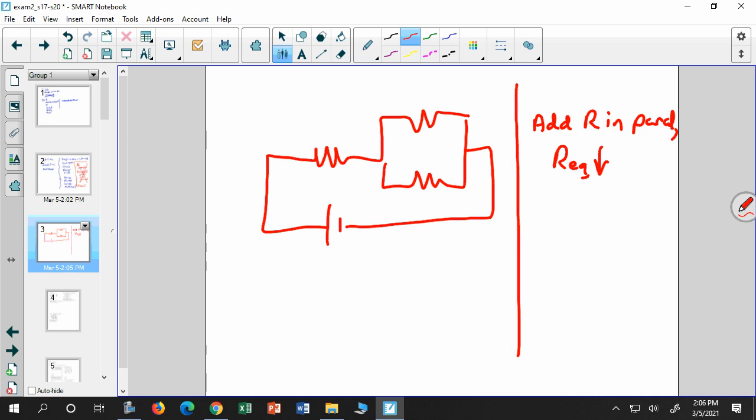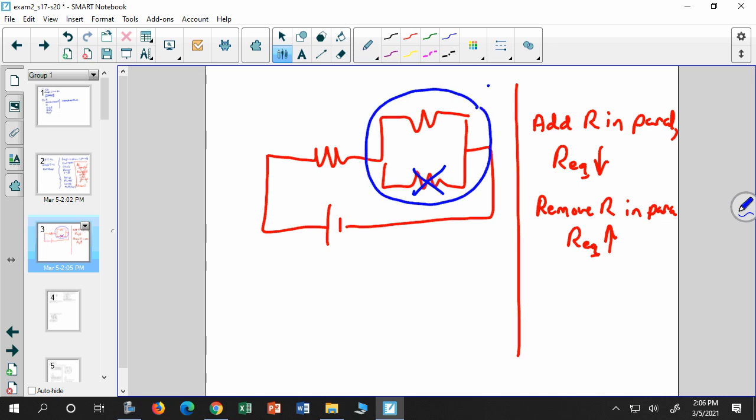And then if I remove resistors in parallel, if I have a resistor that's in parallel and I take it away, then my equivalent resistance will go up. And that's not intuitive, because you think, oh, if I remove a resistor, my resistance must go down. But it's the opposite, okay? Because if I remove a resistor in parallel, that means I'm removing an additional path. So it makes it more difficult for the electricity to flow. So for example, if I take away this resistor, that means that the equivalent resistance of this whole thing right here is going to increase.